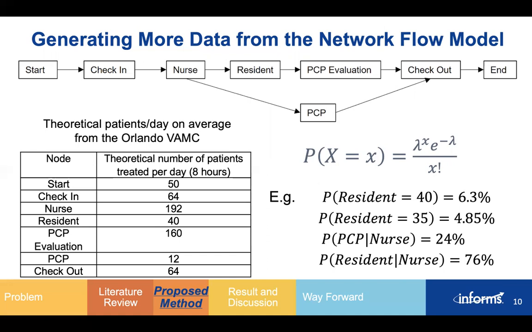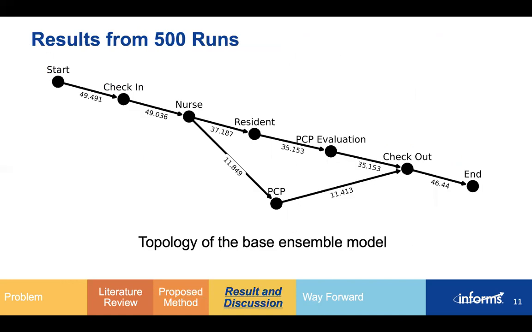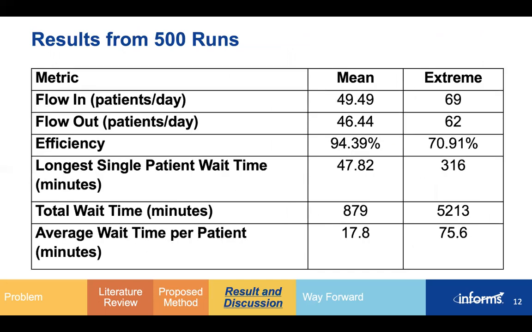For example, the probability of having 40 residents in a period is 6.3%. For a patient at the nurse node, the chance that she or he goes to a primary care physician is 24%, whereas she or he goes to reside in a hospital is 76%. After 500 Ensemble runs, we get patient flow data. We get a mean and extreme case, or in other words, the worst case of the 500 runs.